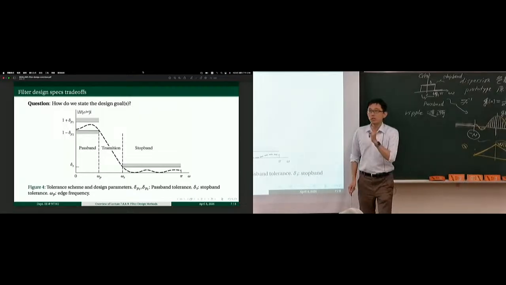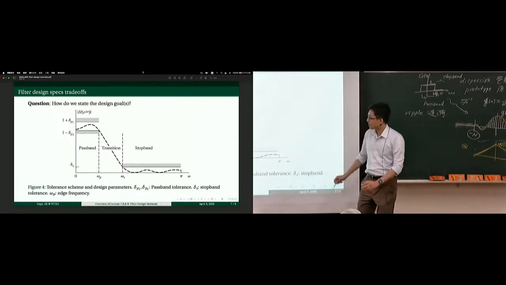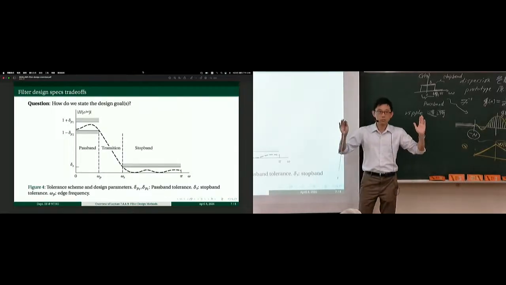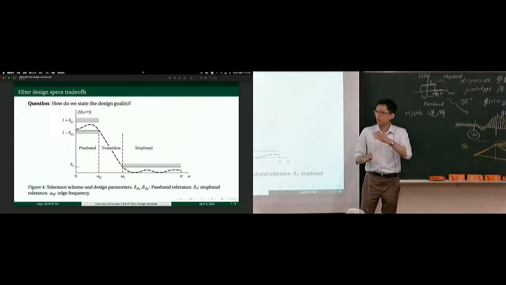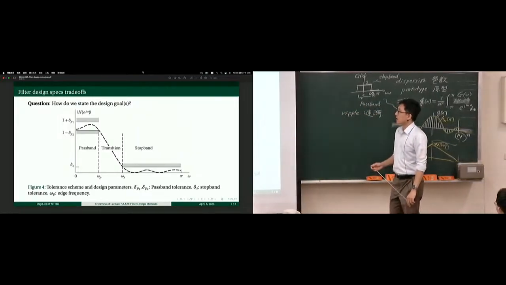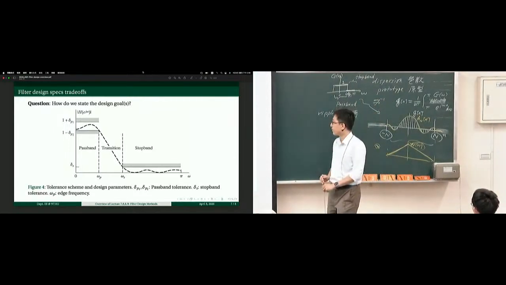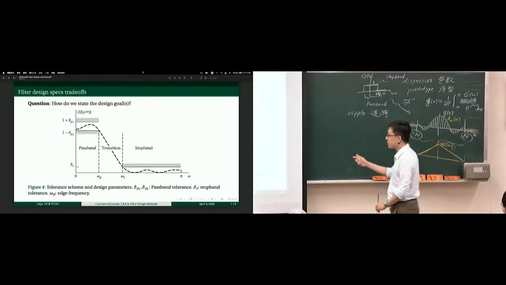Okay? But as you might expect, these two goals turn out to be conflicting goals. Sometimes when we want to suppress the ripples, then you need to make the transition width wider, or the opposite, right? If you want the transition to be really narrow, then you need to tolerate more ripples. So that's sort of the general trend. I mean, transition and ripples are two conflicting design goals. Okay, we'll cover that. Any comment on this?